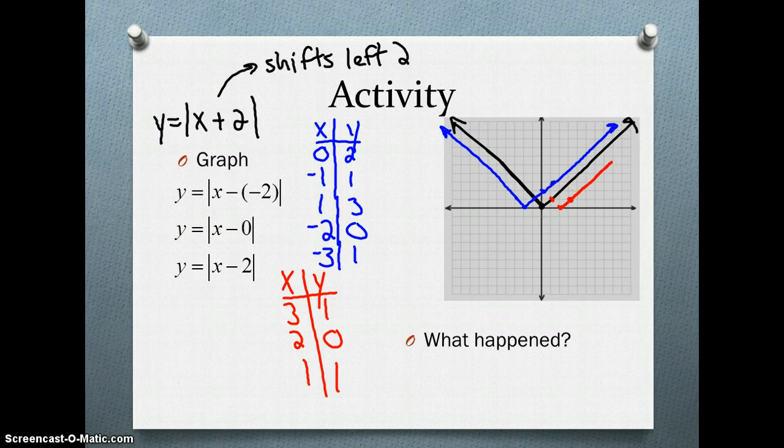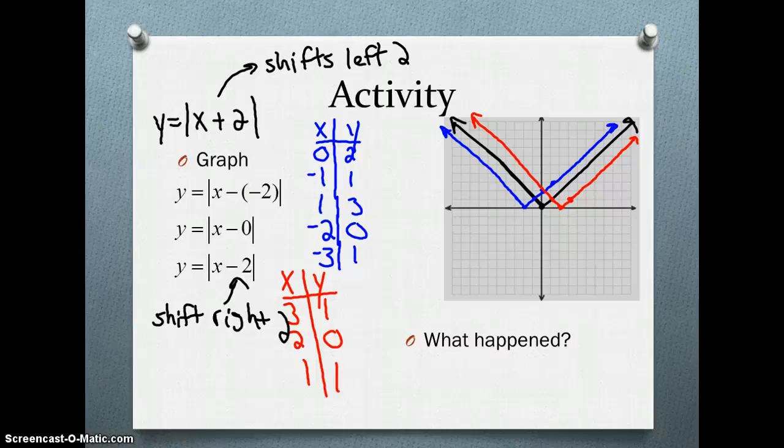So we'll see this graph shift to the right. Okay, and again, that's minus there. It's going to be opposite. That minus, typically we would think left, but it's on the inside, so we will shift to the right with this.